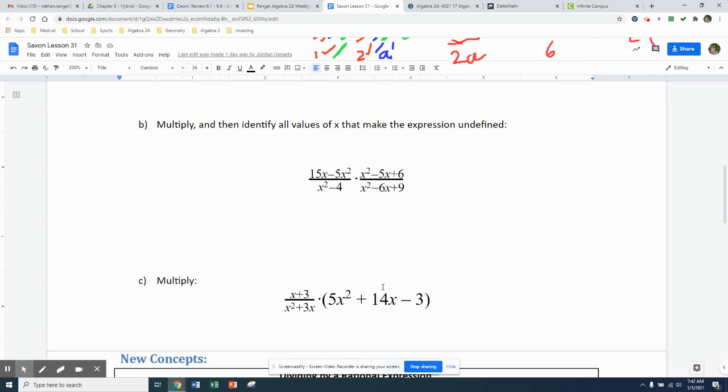So B, we are going to multiply, and then it says to identify the excluded values. We're going to hold off on that so far. Today we're just going to work on multiplying. So I'm going to multiply my two fractions. You can see I've got a polynomial here, here, here, and here. So I've got a lot of things going on.